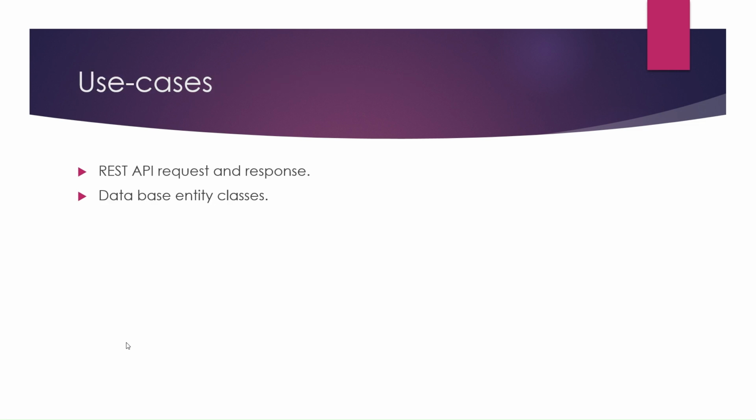So coming to use cases, as a web developer, we can use this feature in defining REST API requests and responses. And if you are integrating with a database, we can use this feature to define entity classes. Not only this, there are many use cases wherever you are defining POJO classes with a lot of boilerplate code, that you can replace with the records feature.